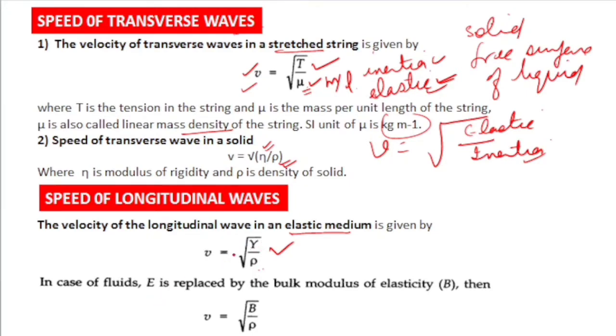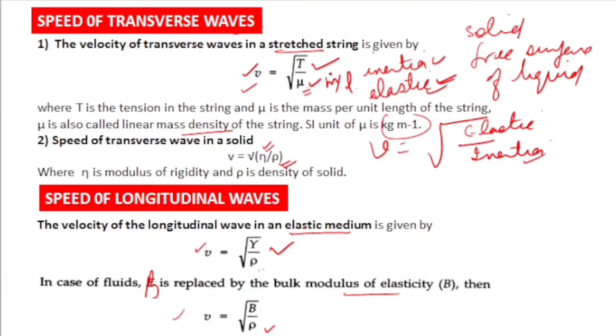In the case of fluids, this Y is replaced by B, which is called the bulk modulus of elasticity. It provides elasticity in the medium, right? And rho is the inertial factor, through which the medium can store kinetic energy. So in the numerator there is always the elastic factor, and in the denominator always the inertial factor. In this way you can remember the formula for the velocity of longitudinal and transverse waves in different types of medium.